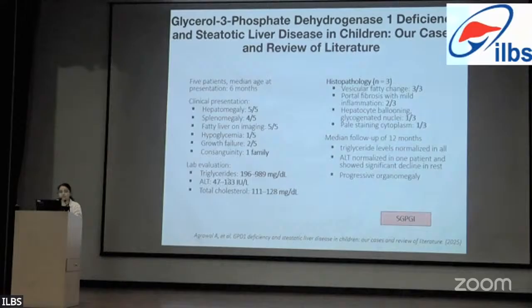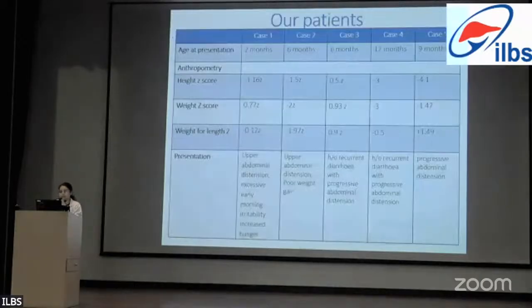Lab evaluation showed elevated triglyceride levels going up to 1,000 milligram per deciliter, and ALT levels varying from 2 times to 5 times upper limit of normal, with mostly normal cholesterol levels. They had biopsies available in 3 patients where portal fibrosis was the maximum grade of fibrosis. And on a median follow-up of 12 months, they noticed that the triglyceride levels normalized in all patients. One patient had a normal ALT, but all of them continued to have progressive organomegaly.